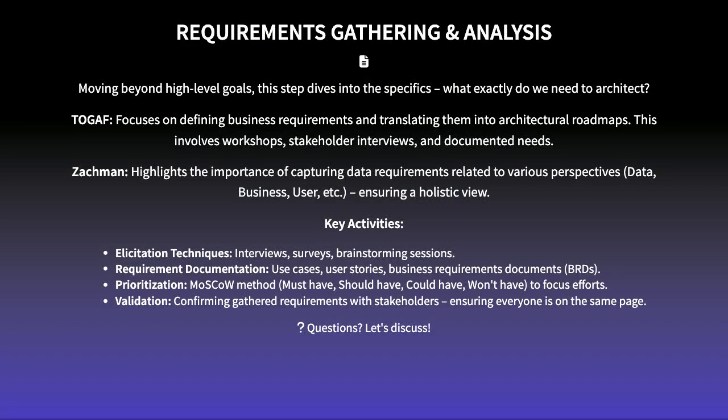Okay, so after we've got a general idea of what the business wants to achieve, like with our strategic alignment, this step is all about getting super specific. We need to understand exactly what needs to be built and how it should work. TOGAF emphasizes really digging into those business requirements, talking to stakeholders, and documenting everything thoroughly. Zachman's approach reminds us that we need to consider different perspectives when gathering these requirements, like what the data looks like from a user's point of view.